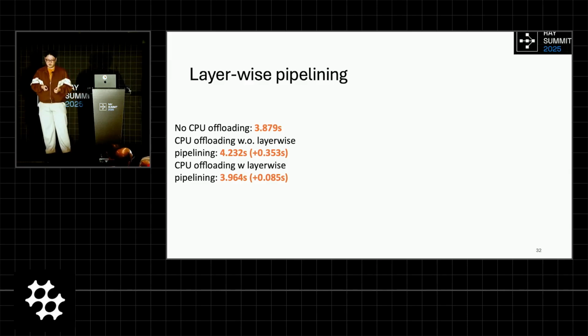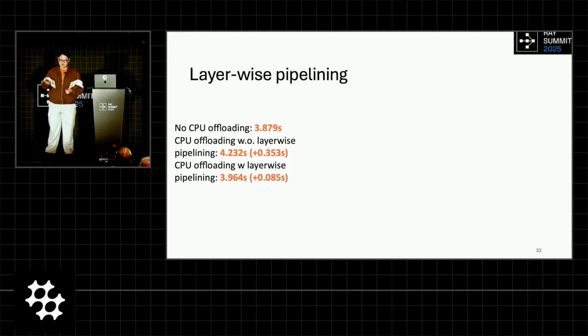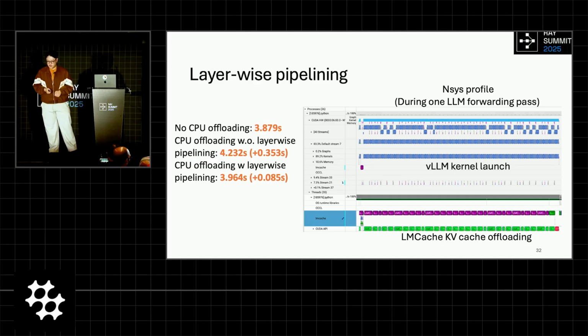So for example, traditional inference without any CPU offloading takes 3.8 seconds, and CPU offloading without layer-wise pipelining adds about 0.3 seconds of overhead, 10%. And with layer-wise pipelining, the overhead is reduced to about 0.085 seconds. This is almost a 4x to 5x smaller overhead compared to previously, resulting in just 2% to 3% overhead of the whole execution. And we also did a profile.